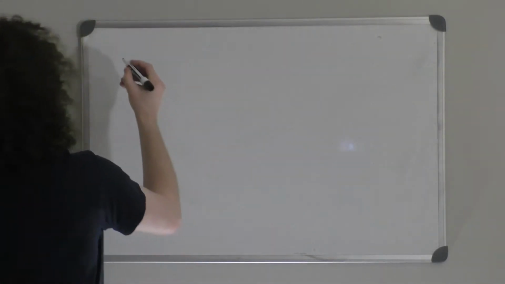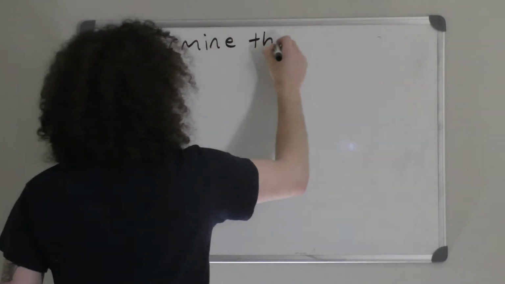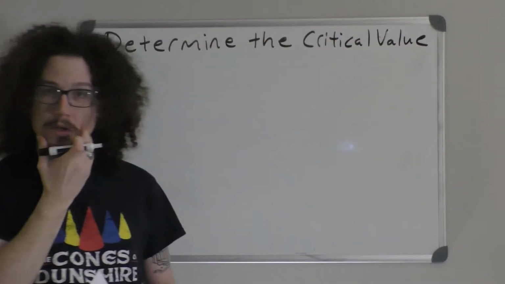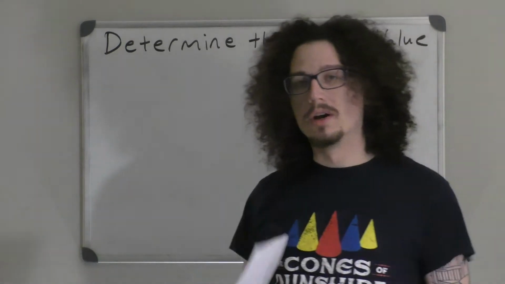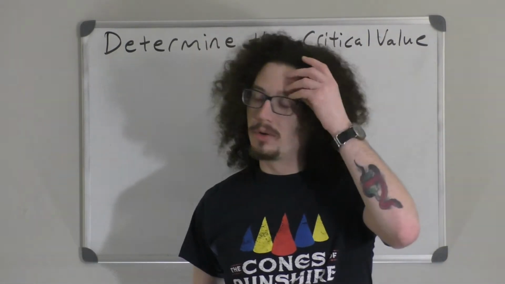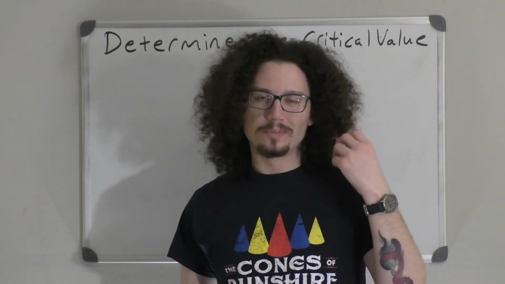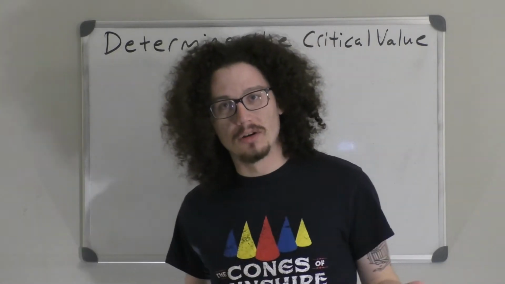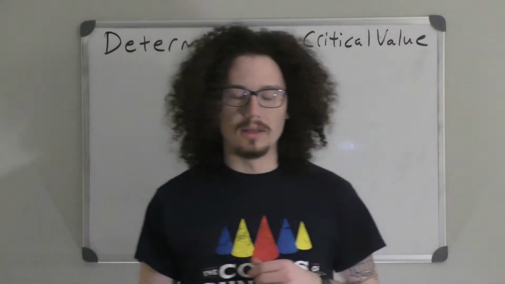On to the next step. The next step is to determine the critical value. So, determining the critical value. The critical value shouldn't sound unfamiliar. We've already dealt with critical values in the last chapter when we were working with our confidence intervals. Those are our Z's and T's that we get from the chart. Right now we're going to just focus on the Z distribution, but we'll get to that in just a second.